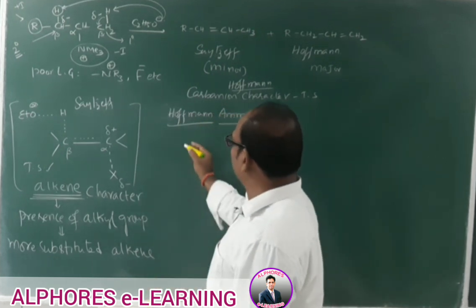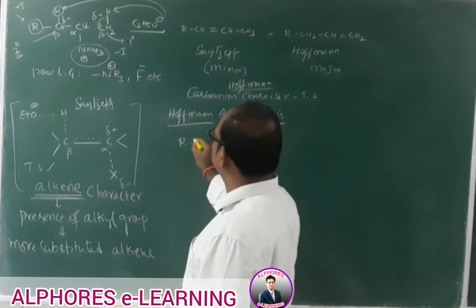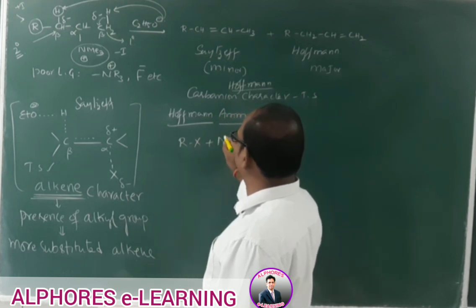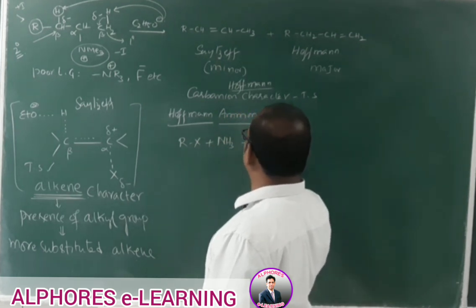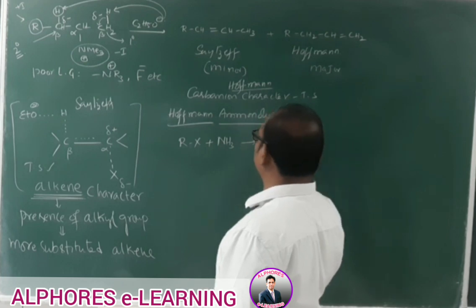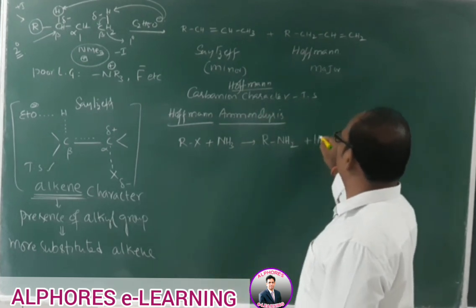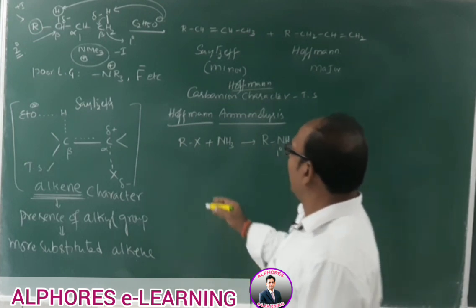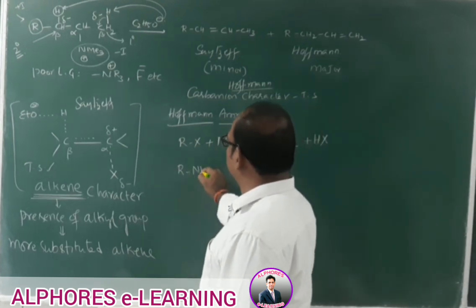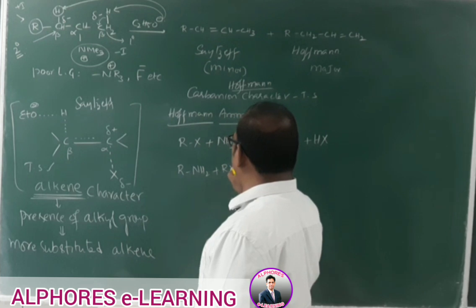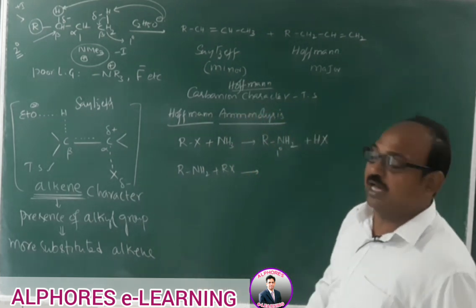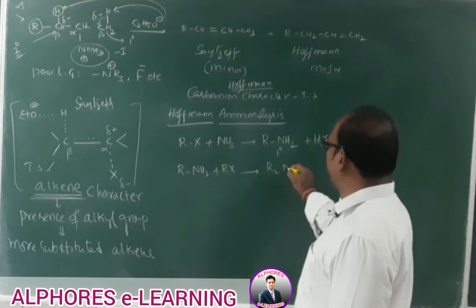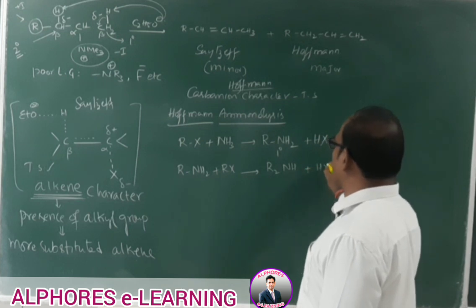Now, Hofmann ammonolysis. Alkyl halides, say RX, upon reaction with ammonia, give primary amine RNH2 plus HX. The primary amine RNH2 upon further reaction with RX gives secondary amine R2NH plus HX.